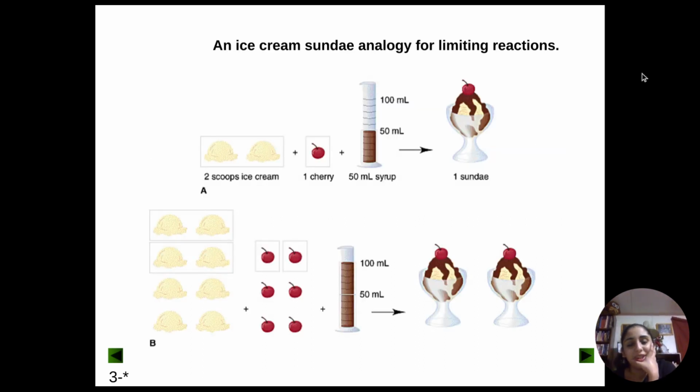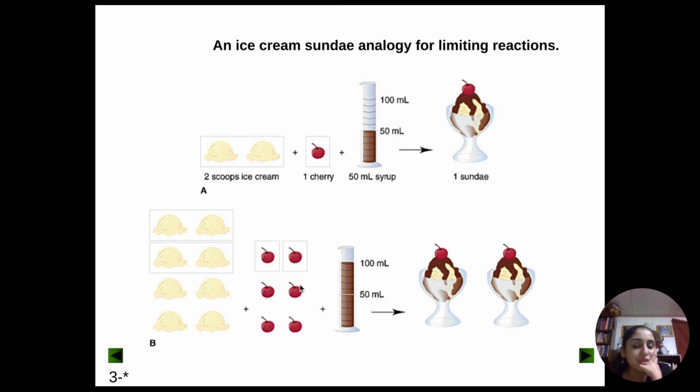Here's an ice cream sundae analogy for limiting reactions. So here you have 2 scoops of ice cream, 1 cherry, 50 milliliters of chocolate syrup, and that equals 1 sundae. And then here you have 8 ice cream scoops, 6 cherries, and 100 milliliters of chocolate syrup, which gives you 2 sundaes. So here, where would your limiting factor be?